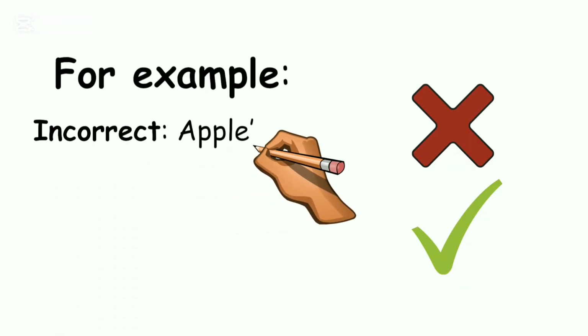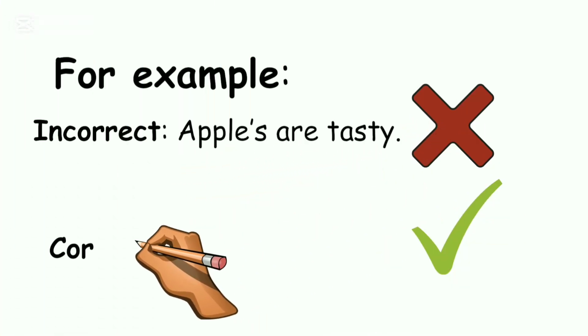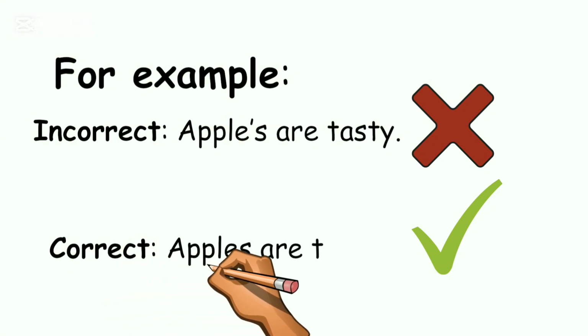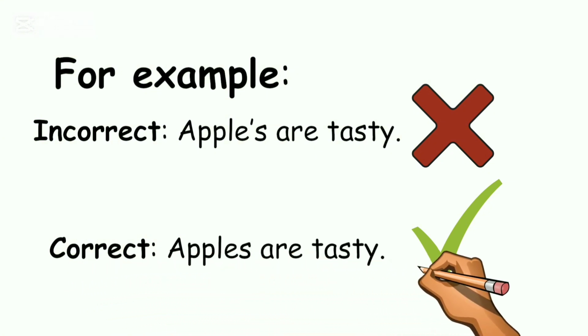Apples are tasty. Instead, it should be, apples are tasty. Apostrophes are used for possession, like John's car. Or contractions, like don't.